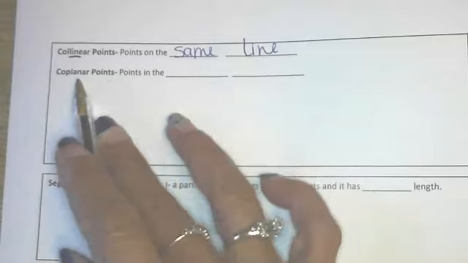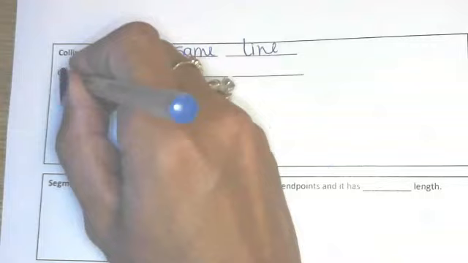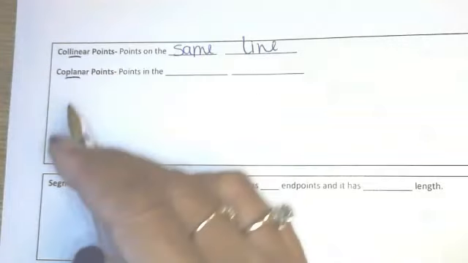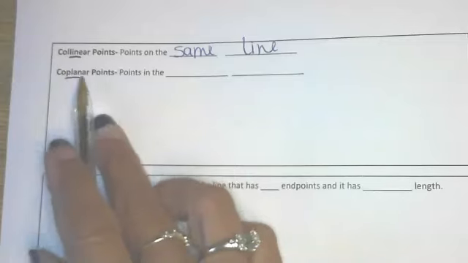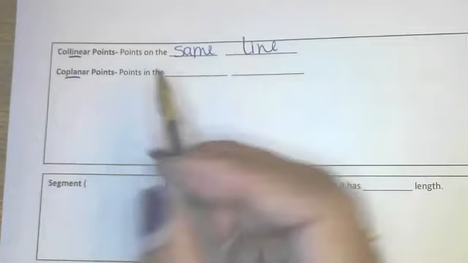Coplanar points, middle word being plane. It looks like plan, but it's plane. Co together, plane, and points in the same plane. In the same plane, on the same plane, I'm not even really sure which one to use there.